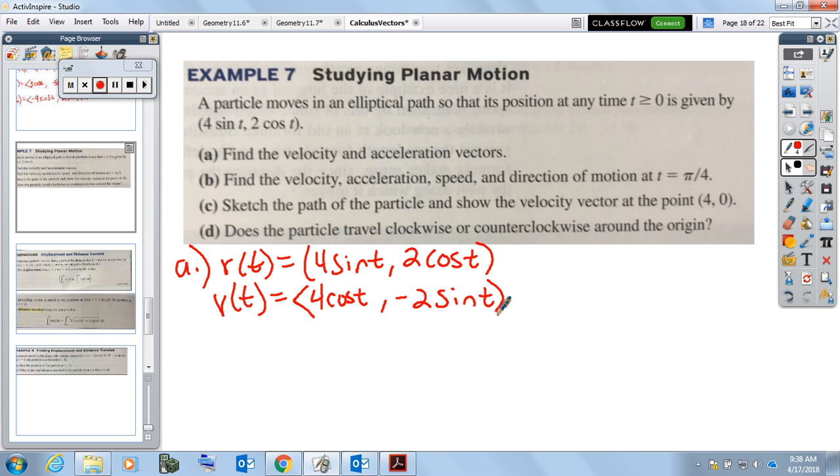What about our acceleration? Remember, acceleration is the derivative of the velocity. The derivative of cosine is negative sine, so we have negative 4 sine of t this time. Then for negative 2 sine of t, the derivative of sine is cosine, and we just leave the negative, so we end up with negative 2 cosine of t. That takes care of part A.